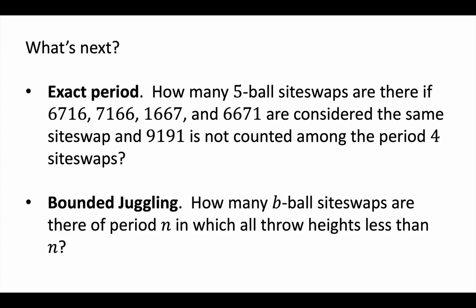Or you might want to explore bounded juggling. How many b-ball site swaps are there of period n in which all the throw heights are less than n? Now that's a rather specific example, but that's probably the easiest that we'll be able to calculate. So we'll start off with a video of that, and then later move into a more general bound when all throw heights are less than h.